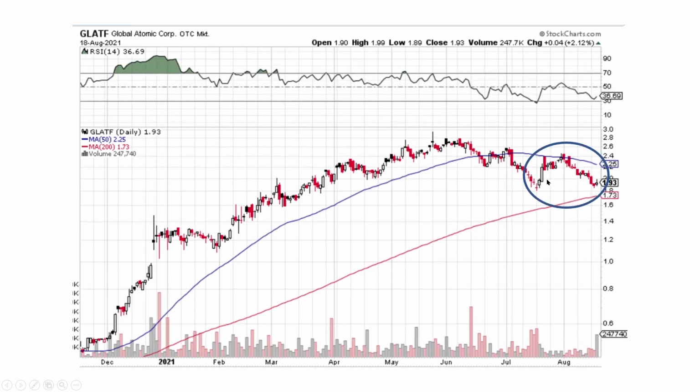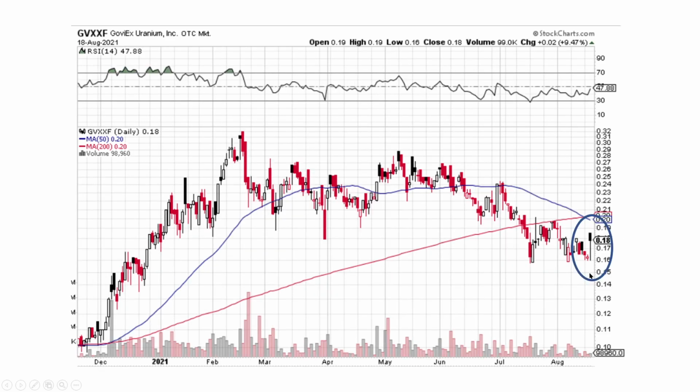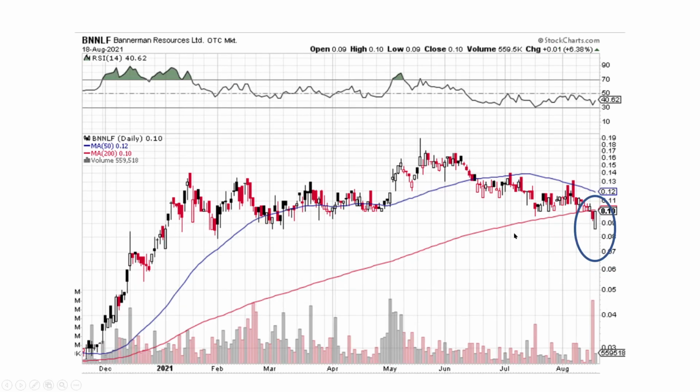Global Atomic doesn't look too bad. Would I be a buyer here? I don't know. I'd still like to see buyers step in, but it looks very similar to the other patterns that we're seeing. A little bit more buying pressure and move here, slow leak off of sellers down. Goviax is throwing a hammer pattern. Hopefully this thing can get its momentum to the upside. Bannerman's putting in a bearish engulfing or piercing pattern. Hopefully, on some of these small companies, sometimes they throw false signals, so be careful.